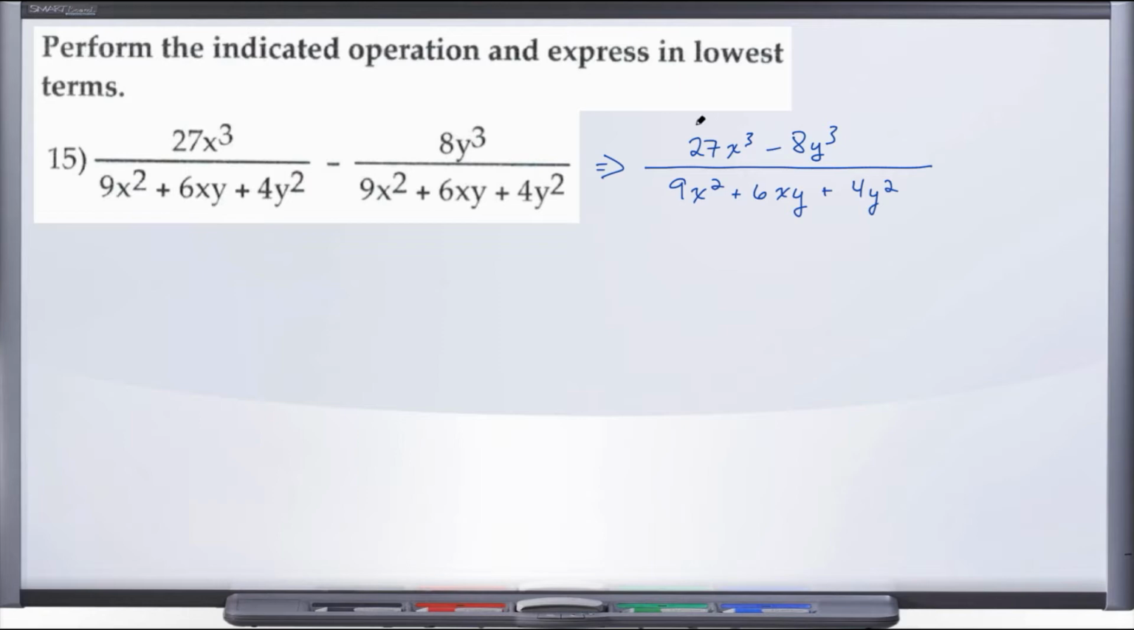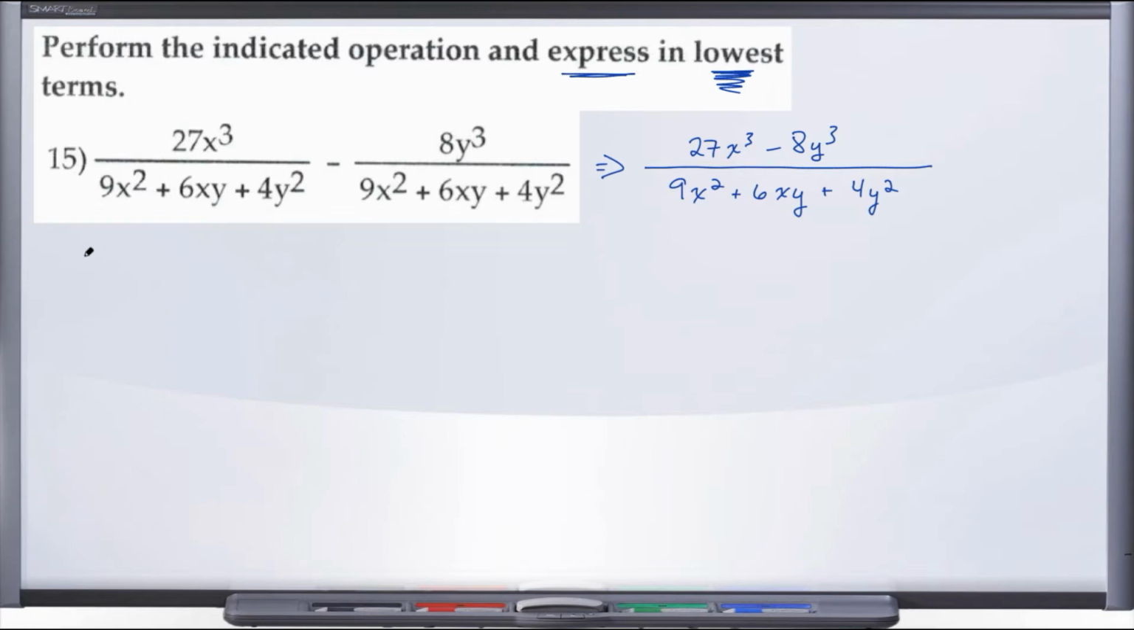And you might be tempted to stop here, but again, the directions say express in lowest terms. So let's go ahead and take this numerator, take this denominator, see if we can factor them, see if there are any things that can cancel out. So let's start with our numerator, 27x cubed minus 8y cubed. So here we are using some information that we learned in the previous chapter, which is factoring the sum and or difference of cubes, right?